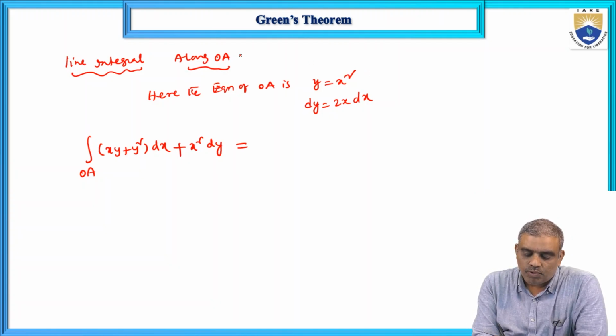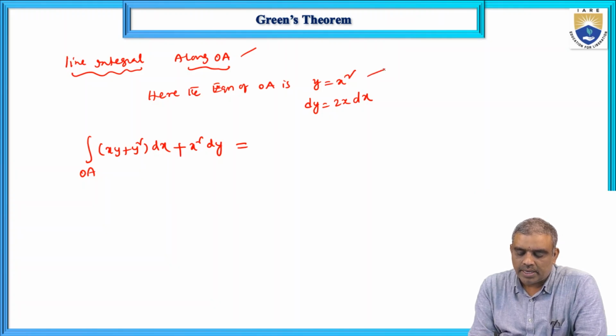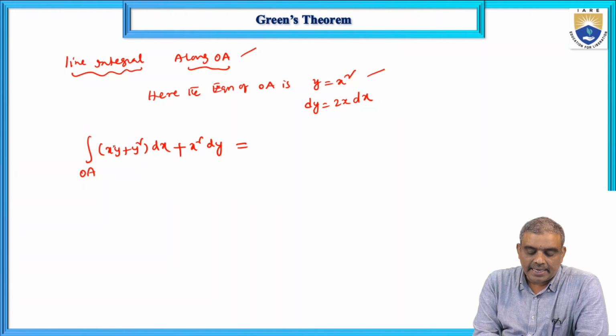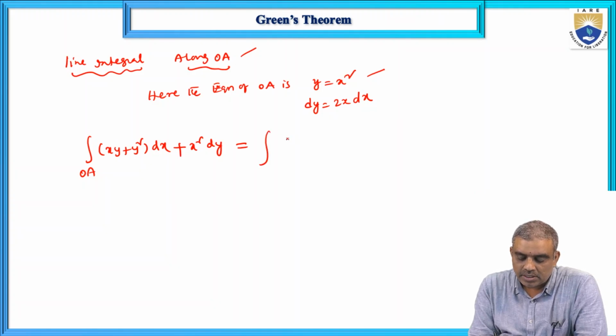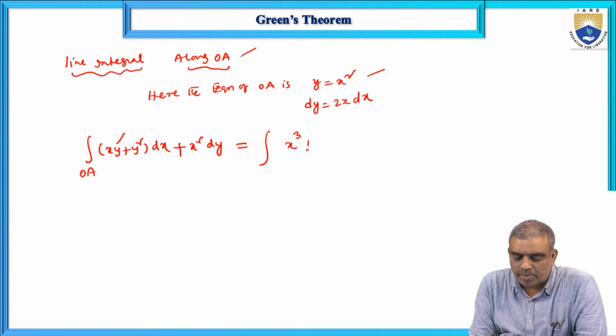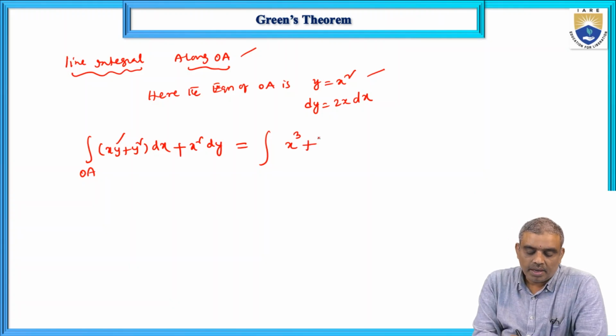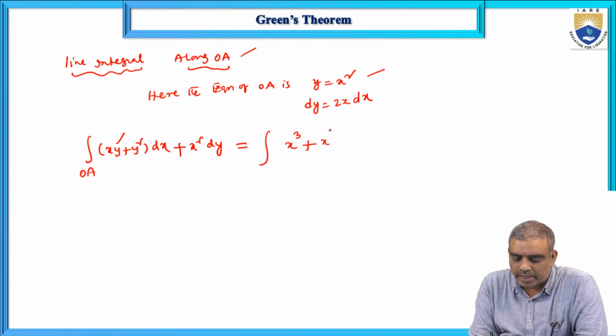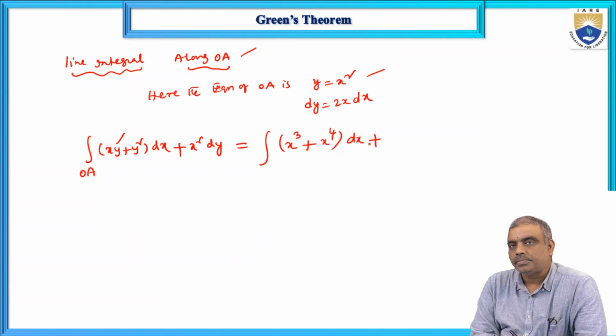So along the curve OA means it is along y is equal to x square. When y is x square, dy is equal to 2x dx. The entire function I am going to change in terms of x. Y means x square, so x into x square, the first term will become x cube. Next, in place of y I am replacing x square, whole square, x power 4 dx as it is.